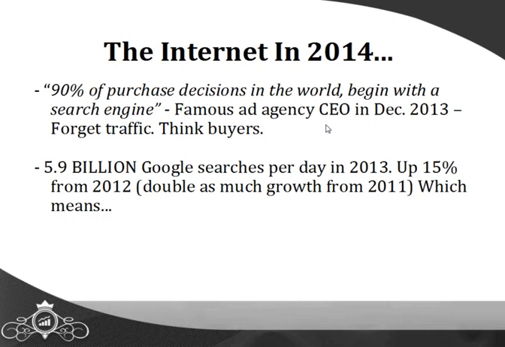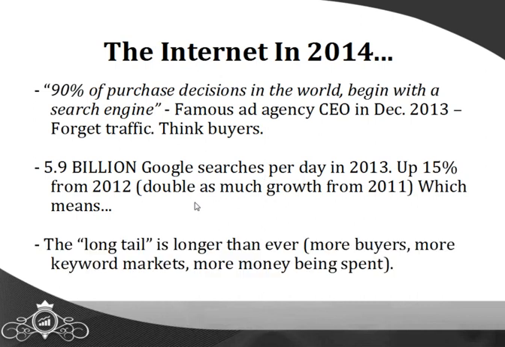Guys, in 2013, Google received 5.9 billion searches per day. That's unique search queries. Okay, that's a big number, so what? That big number increased by 15% from the year before, from 2012. 15% on 6 billion is a lot of searches. Even that increased double as much from the year before that. What it means is that we're seeing an almost exponential increase in the number of searches that are taking place, which specifically means that the long tail of search is longer than ever.